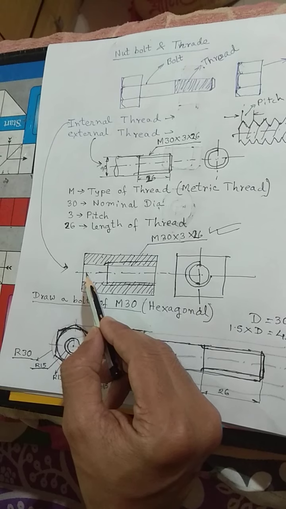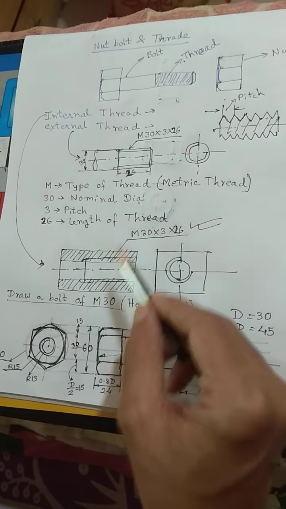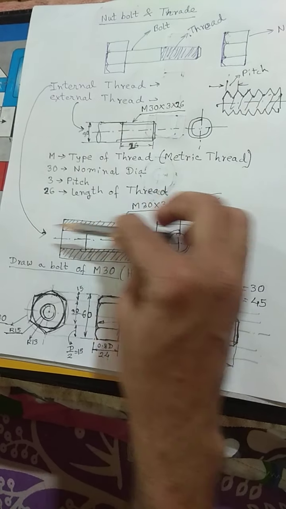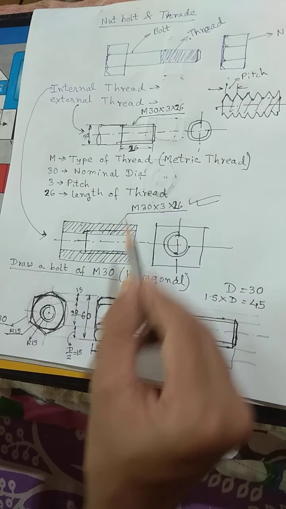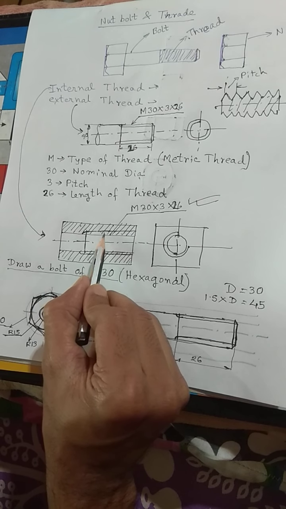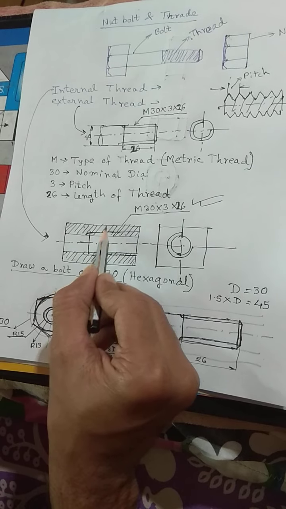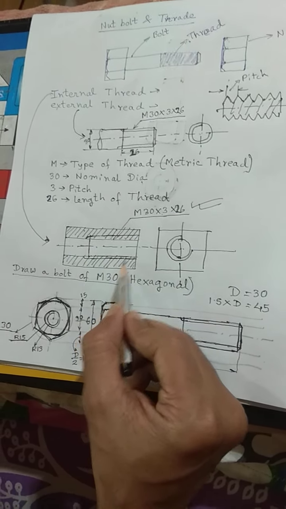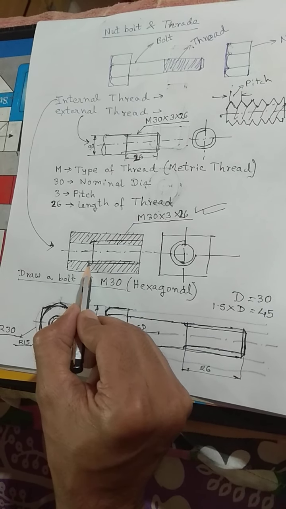For an internal thread, basically there is a condition where a drilled hole will be there in a part. So you are seeing this drilled hole like this, and the thread is cut in between this. So there is also a double line here, and this is material. I am using hatch lines for designating the material and a double line for designating the thread.